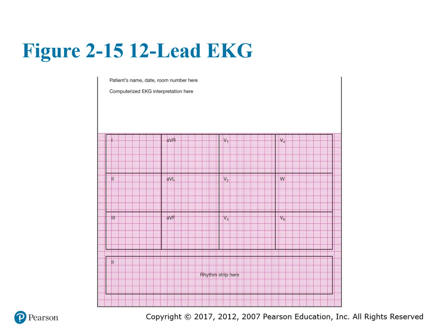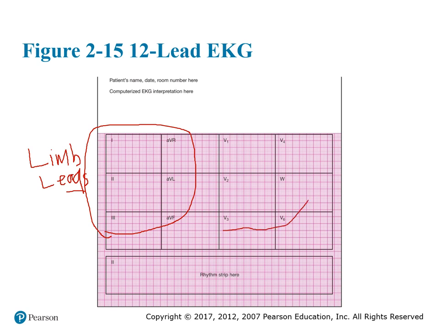So this is what an EKG printout looks like without the PQRST waves. And this is a 12-lead EKG. We have leads 1, 2, 3, aVR, aVL, aVF, which are what we call our limb leads. Then we have V1, V2, V3, V4, V5, V6. These are our chest leads, or our precordial leads.